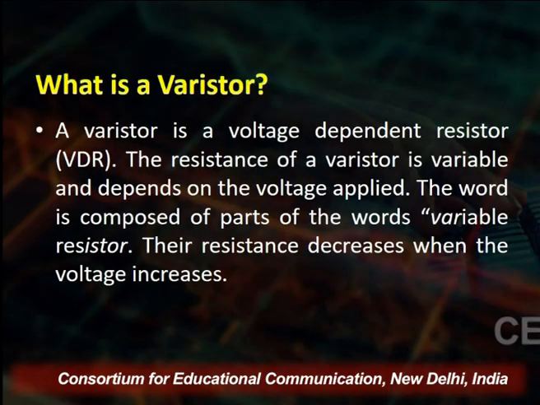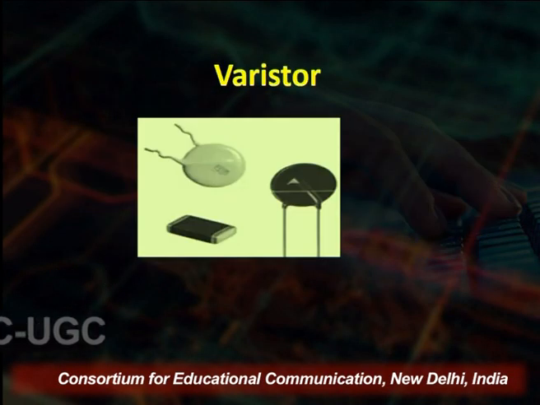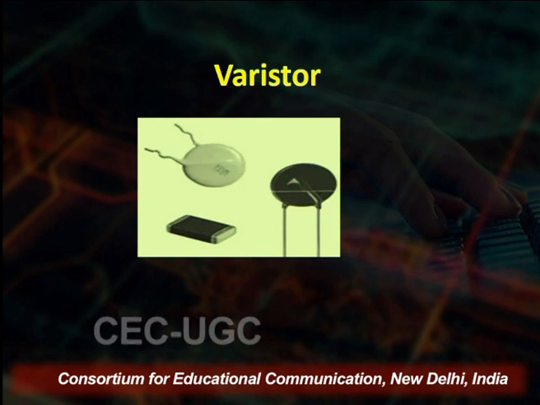Right, now we will discuss some more components which are used in the electronic circuit. One important component is the varistor. What is this varistor? A varistor is a voltage dependent resistor. You see, these are the varistors.